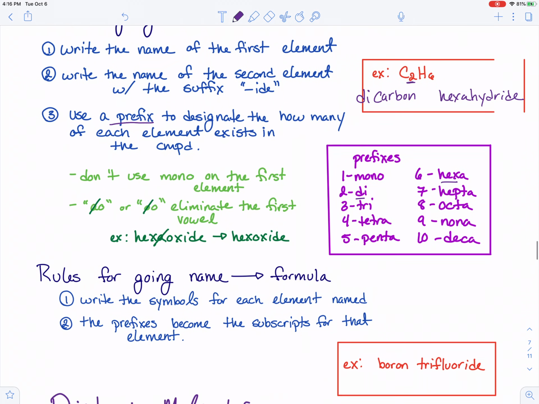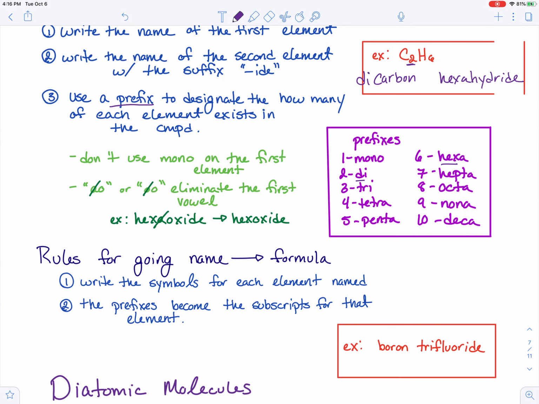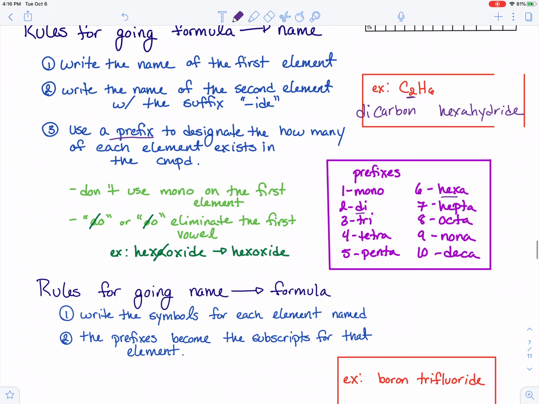There are a couple of nitpicky rules. We don't use the term mono on the first element. So if we're doing CO, we know that that is referred to as carbon monoxide. We do not call it monocarbon monoxide because we don't put mono on the first one. So if you don't put a prefix on the first name, it's assumed that it's 1.